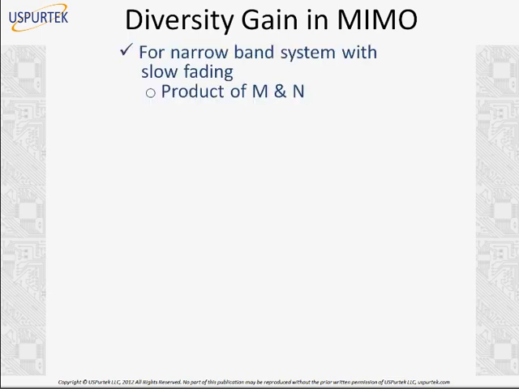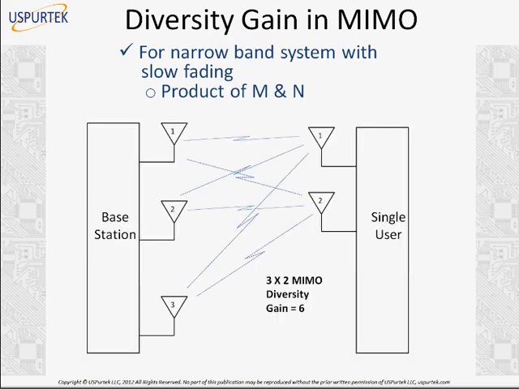So next thing we need to understand is the diversity gain in MIMO. Now earlier we have talked about this diversity gain in a previous webinar. Now here, for sake of simplicity, there is a simple way to estimate it. We assume that we have a narrowband system with slow fading, then simply a product of M and N. So if we have a 3 by 2 MIMO, diversity gain is 6. What this simply means is that the signal to noise ratio is improved by a factor of 6. Why? Because we have 6 different ways of transmitting data from the base station to the user. And so we just have a multiplier of 3 and 2, that is 6.